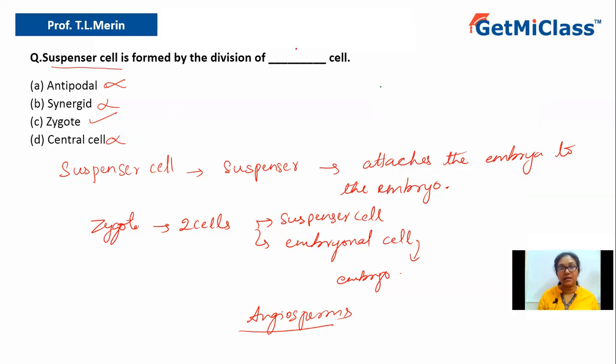So what is the correct answer? The correct answer is option C, that is zygote. So let us conclude. The correct answer is option C, that is zygote.